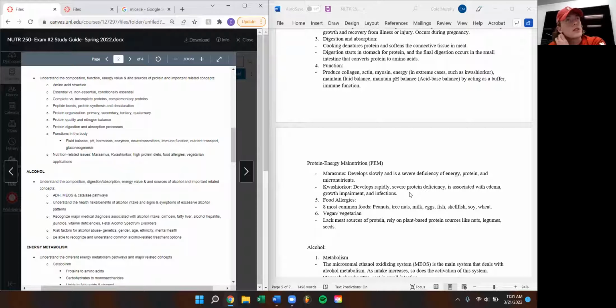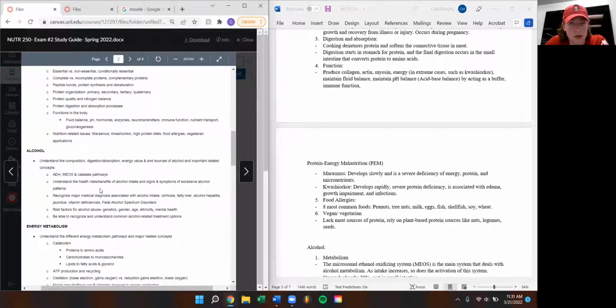I think noticing and knowing what it's associated with is going to be helpful to know for the test, and knowing that this occurs rapidly, while this one occurs slowly, I think that's important too.